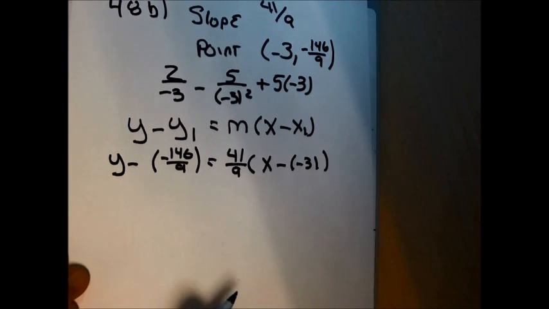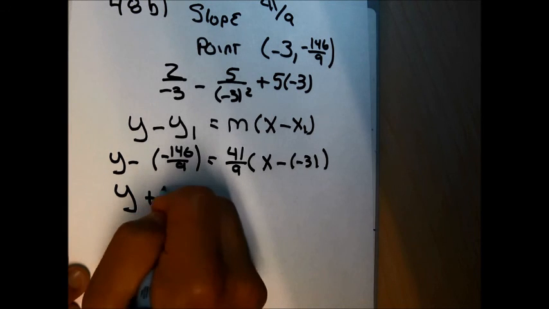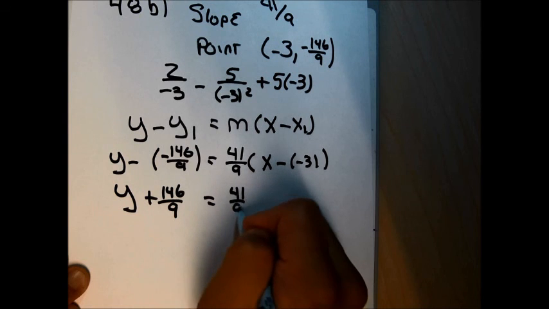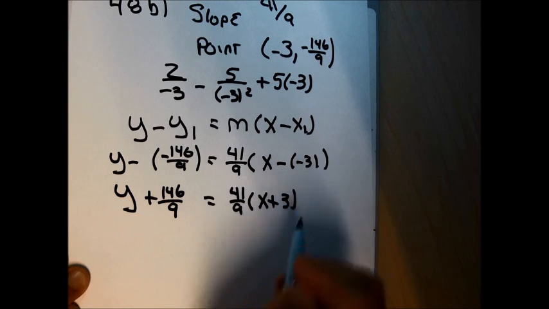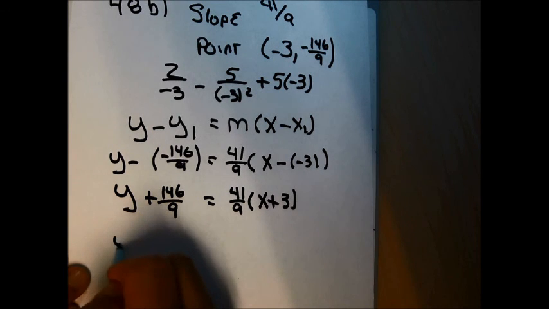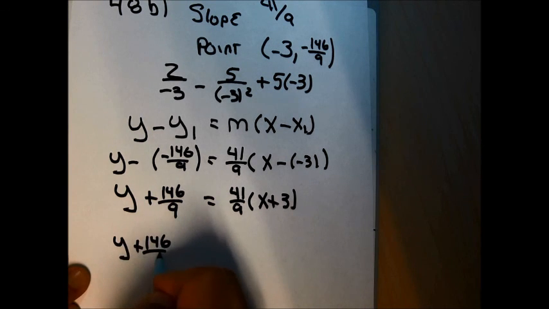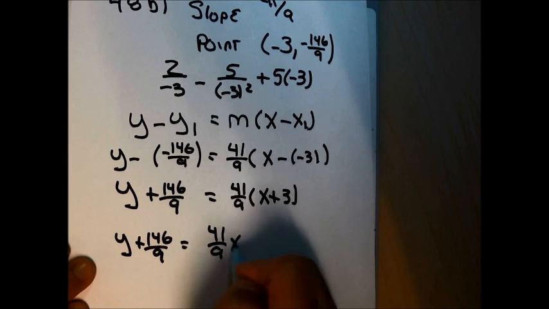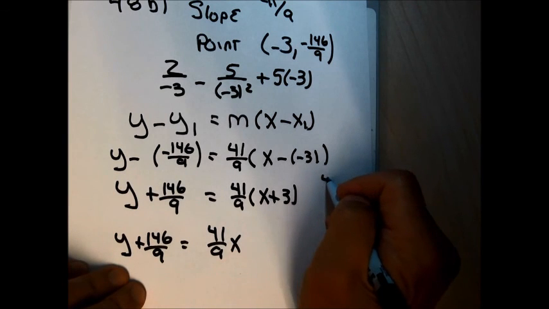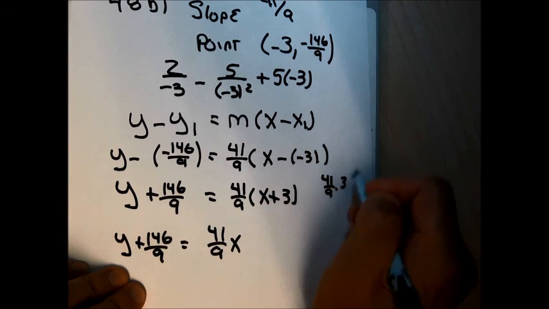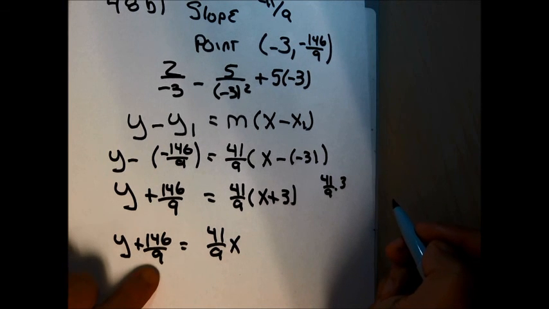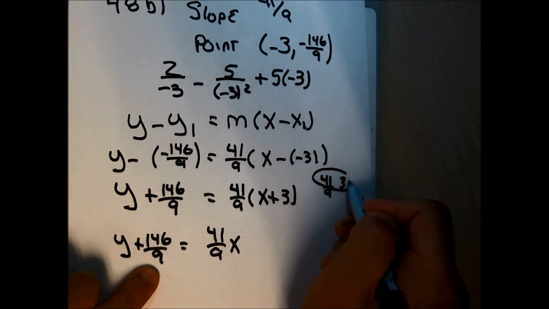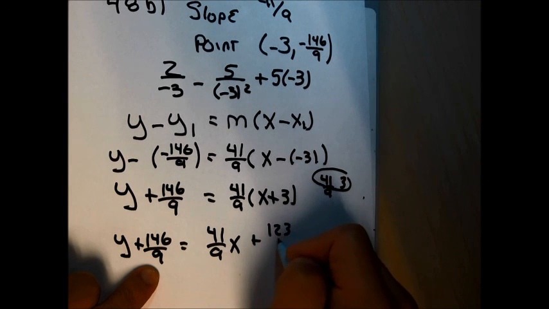Have some double negatives I need to make pluses, so I get y plus 146 over 9 equals 41 over 9 times x plus 3. This is going to give me y plus 146 over 9 equals 41 over 9x. And when I do this multiplication, the 41 over 9 times 3, I'm not going to cancel like I might normally, because this fraction has a denominator of 9. I want to keep this denominator of 9. So I'm just going to multiply those two and get plus 123 over 9.